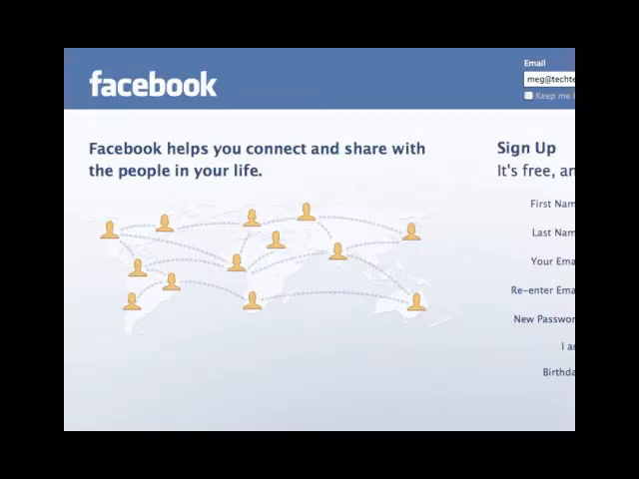So Facebook, the biggest one of them all, we don't have to use it in the classroom, but we have to begin to understand what it is so we can help students make good choices about what they put online.